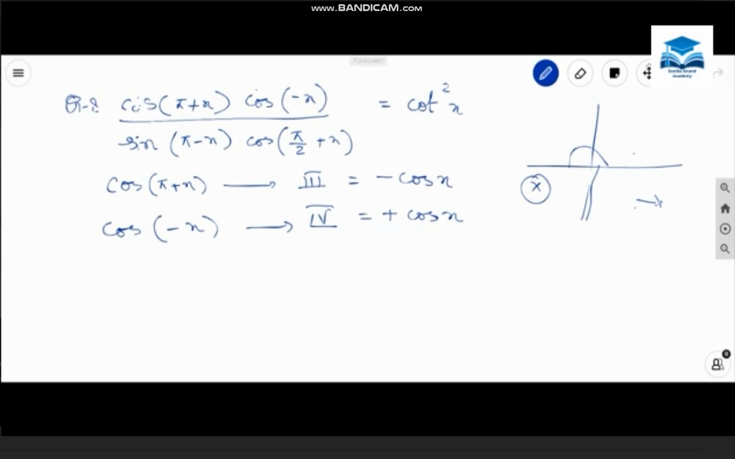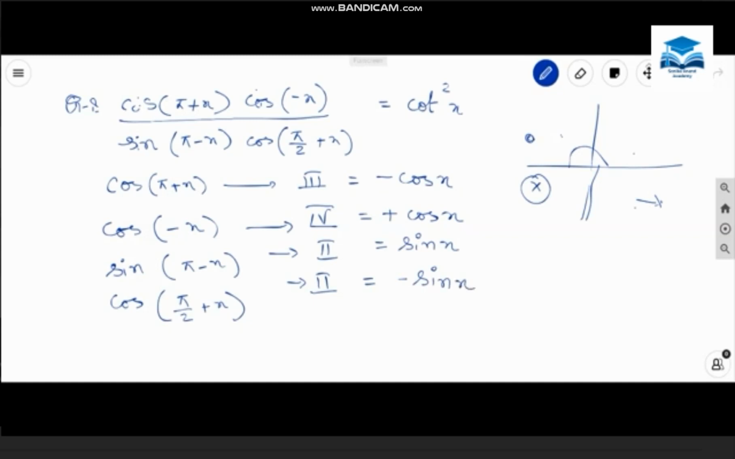Now, sin of pi minus x. It goes to this quadrant, 180 minus theta. So it is positive in the second quadrant. Sin theta is positive, so it becomes sin x. Understand? Now cos of pi by 2 plus x. That means 90 plus theta, so it goes to the second quadrant. But in the second quadrant cos theta is negative, and this is pi by 2, so we convert it. So it becomes minus sin x. Okay? Now we substitute the different values.